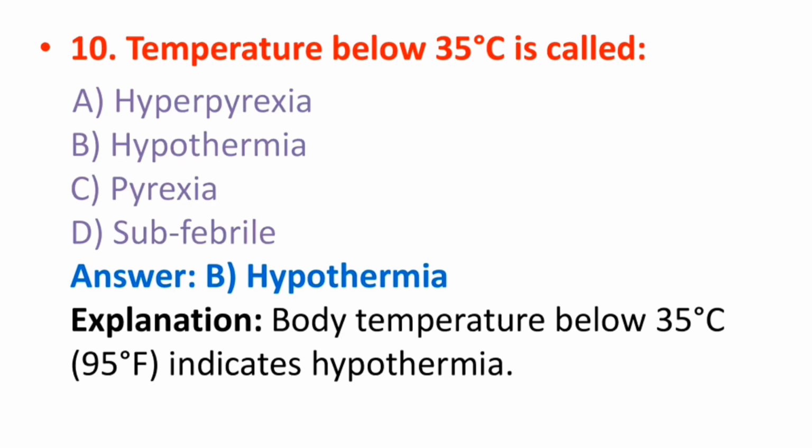Temperature below 35 degrees Celsius is called: option A, hyperpyrexia; option B, hypothermia; option C, pyrexia; option D, subfebrile. The correct answer is option B, hypothermia. Body temperature below 35 degrees Celsius, that is 95 degrees Fahrenheit, indicates hypothermia. Temperature below 35 degrees Celsius is called hypothermia.